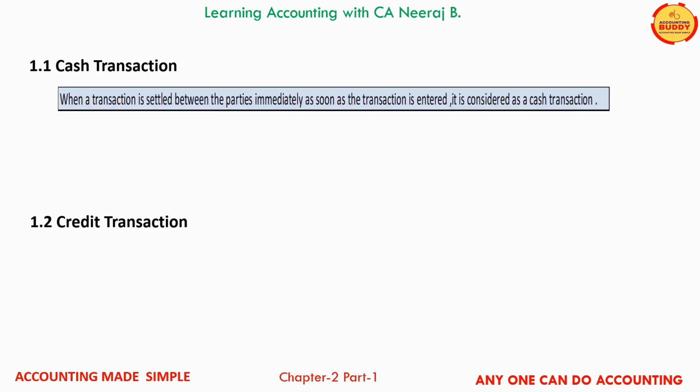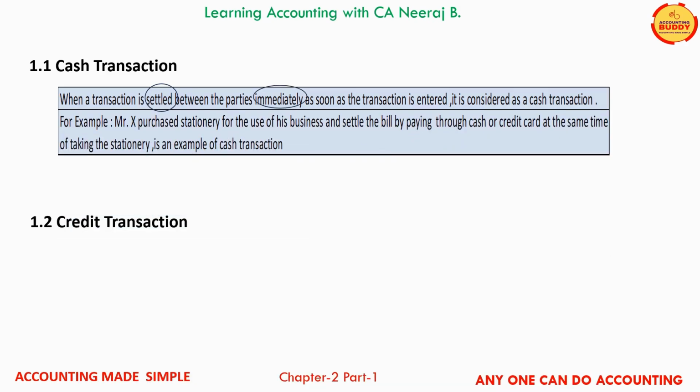A business transaction is referred to as cash transaction when a transaction is settled immediately as soon as it is entered. In the example displayed on your screens, stationery and payment exchange hands at the same time. This and all other such transactions are referred to as cash transactions. A cash transaction is when you purchase now and you pay now.